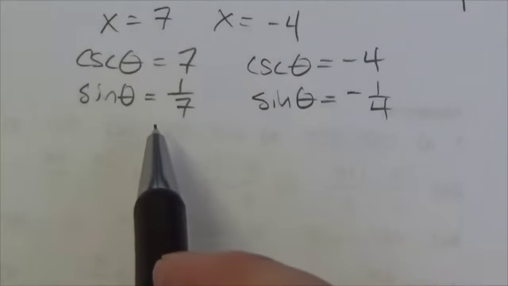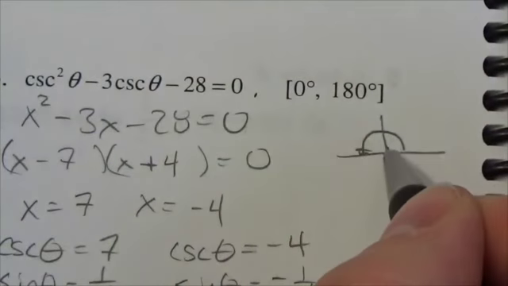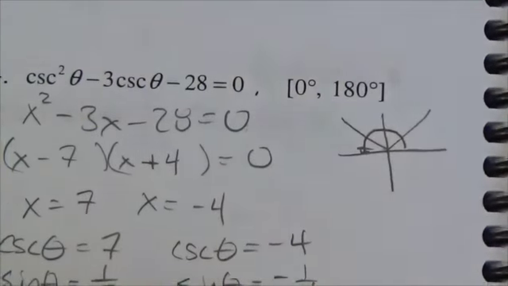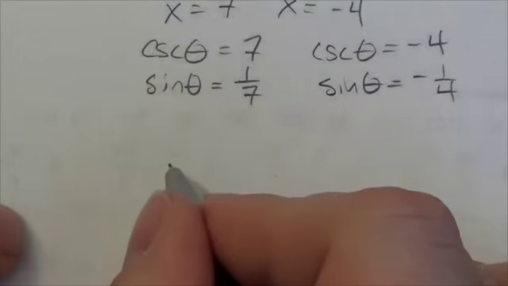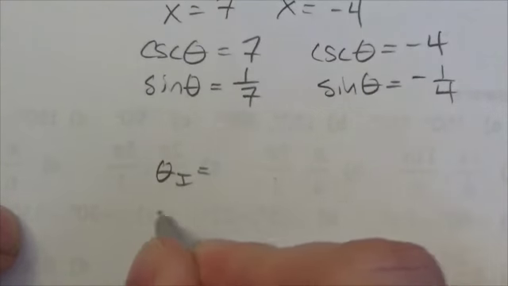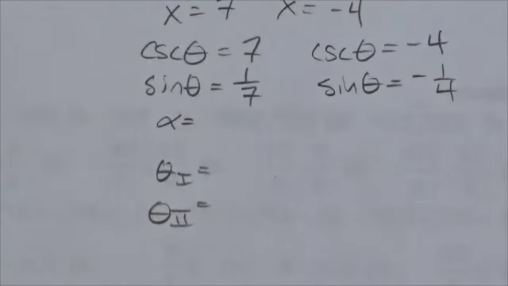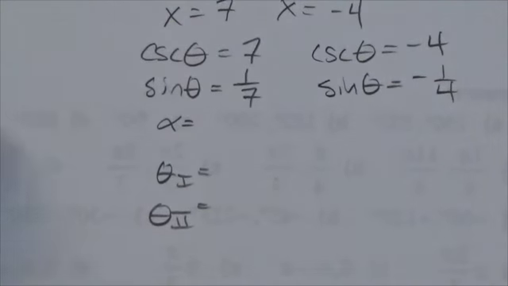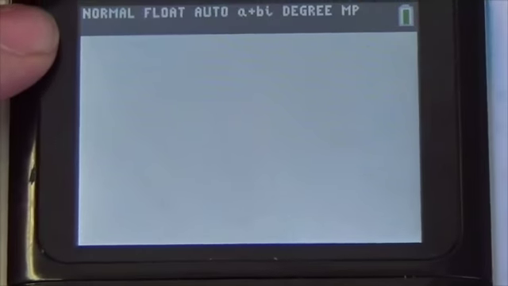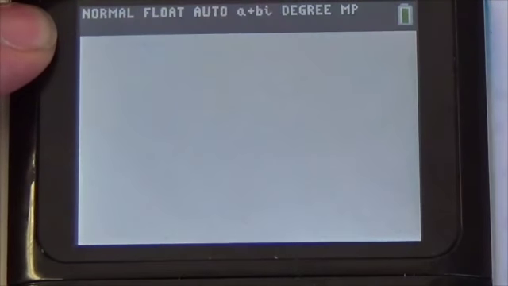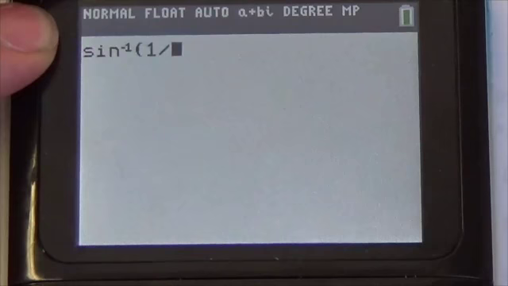So first of all, I see that sine is positive. So what this means is I'm going to get an answer in the first quadrant and in the second quadrant. I already know I'm going to get a first quadrant angle and a second quadrant angle. Now, without writing that all out here, I'm just going to find this. So I make sure I'm in degree mode, and then second sine, 1 divided by 7.